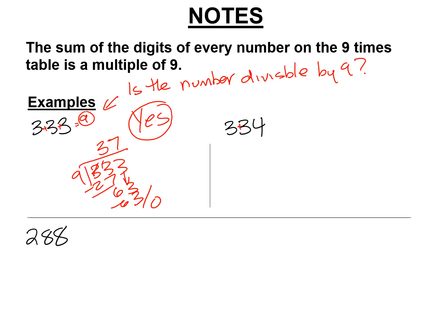334, 3 plus 3 is 6 plus 4 is 10. That's a no. You'll get a remainder. 288. 2 plus 8 is 10 plus 8 is 18. Yes, so if it adds up to 9, 18, 27, any number on the 9 times table, it's really the same exact trick as the 3 times table. It's just that the beginning of it is so much easier and nicer, but this is yes.